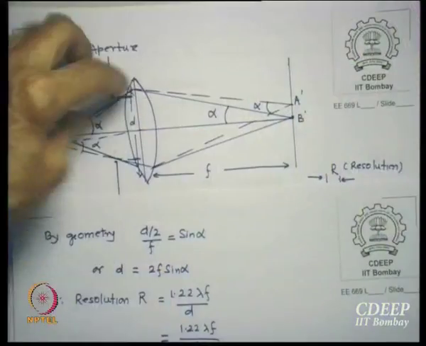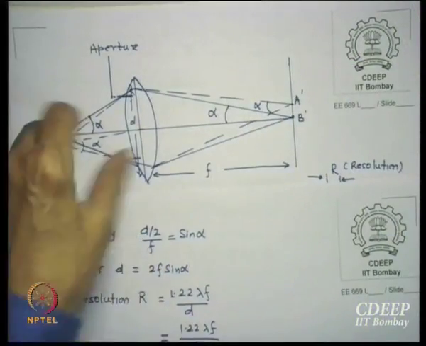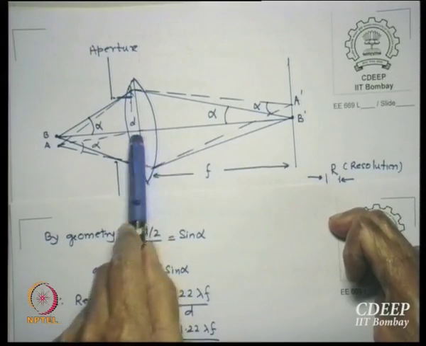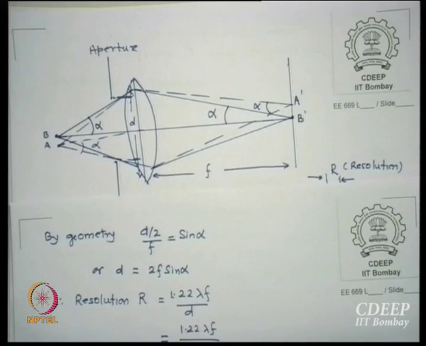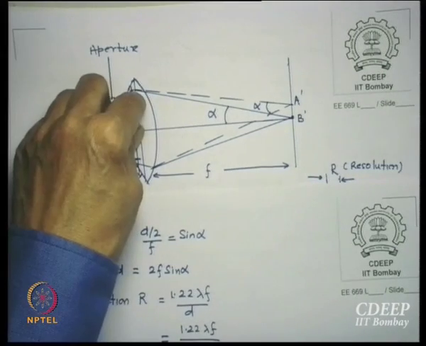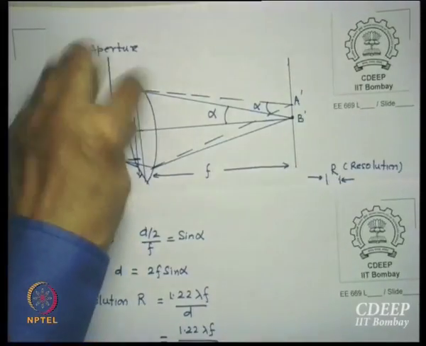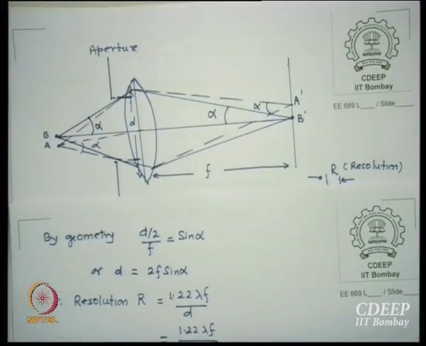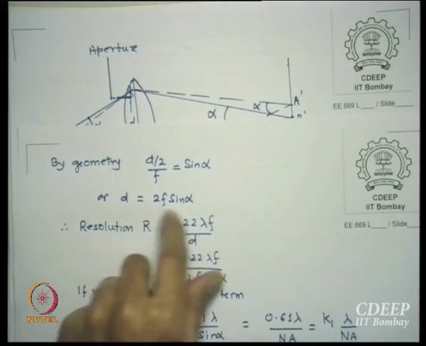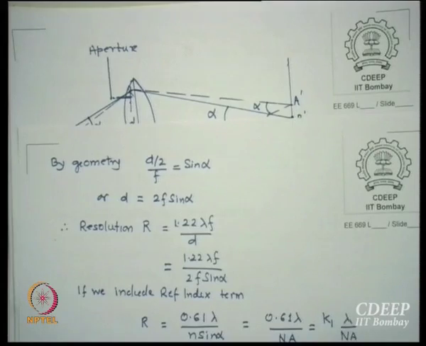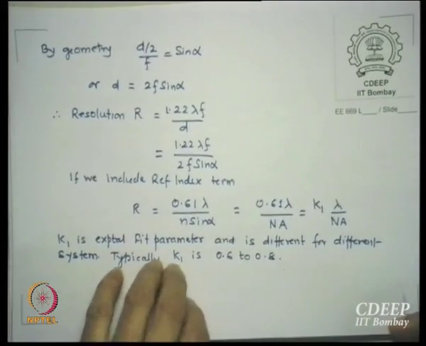Now if you look at the geometry, this is D by 2, and this is alpha. So D by 2 by f, you look at this side. This is f, this is D by 2, this is alpha. So D by 2 by f is sin alpha. Is that okay? Perpendicular divided by hypotenuse is sin. So D by 2 divided by f is sin alpha. So D is 2f sin alpha. However, in this, the assumption was that the wavelets were going in the air.